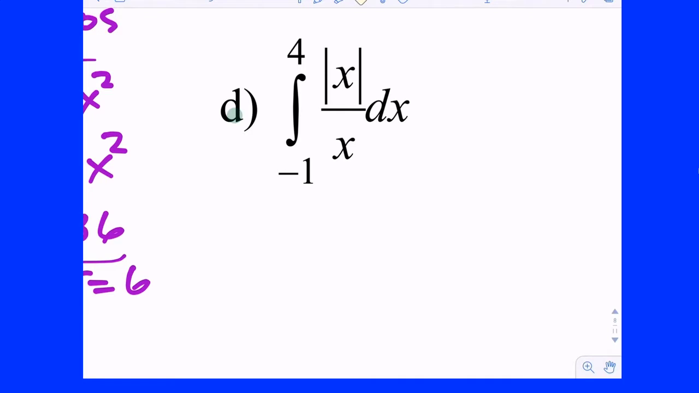Open circles, open circles. Girl, I'm going all the way to the y-axis. Put like a big old, there we go. There we go, because it does go all the way up to it.